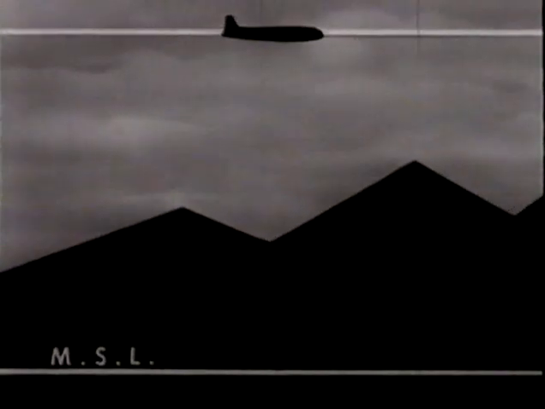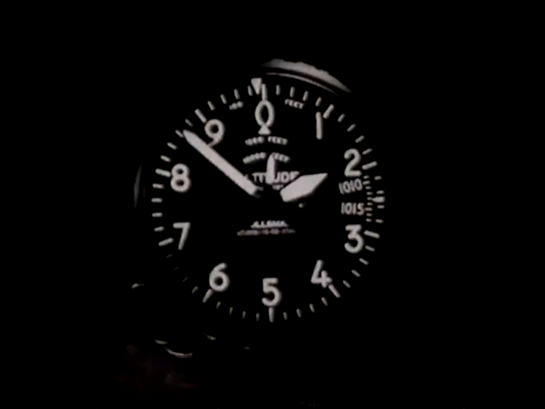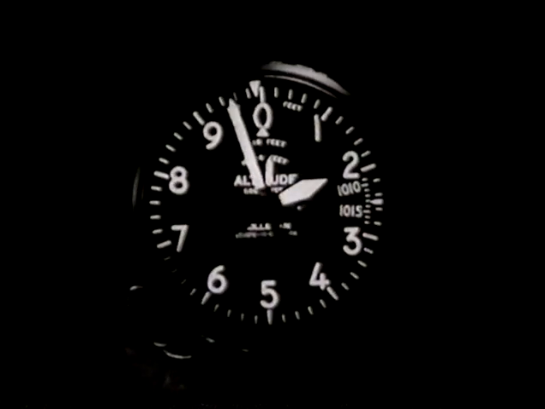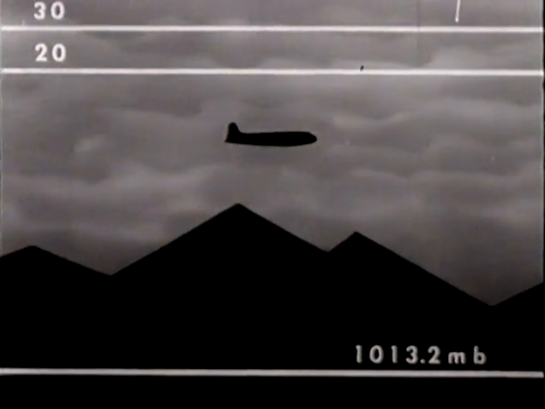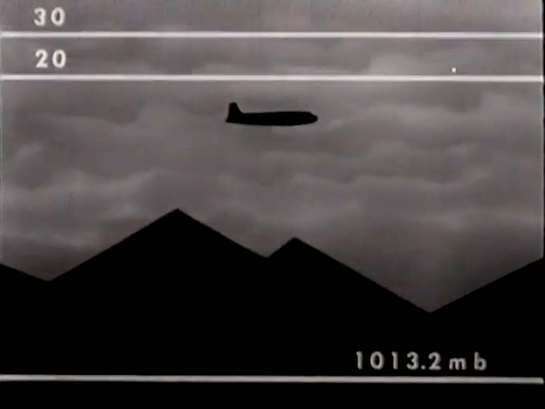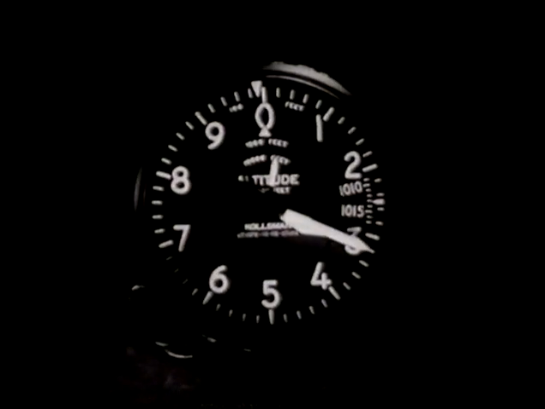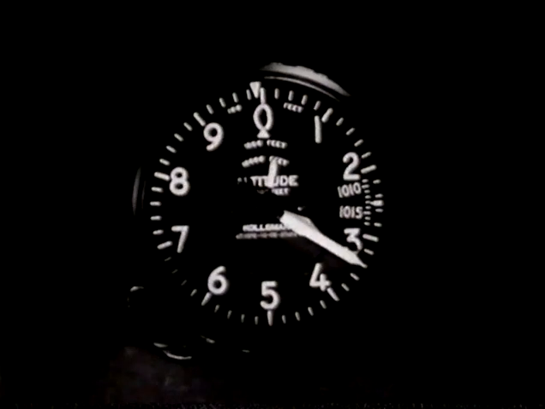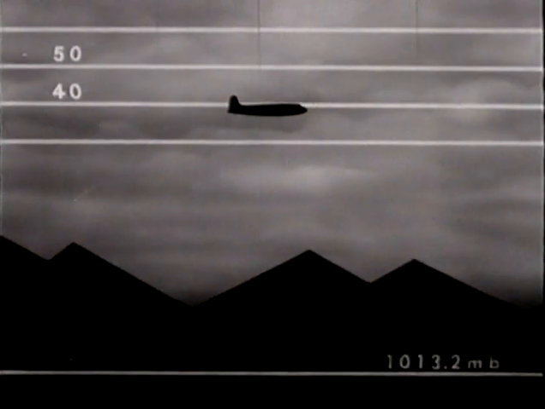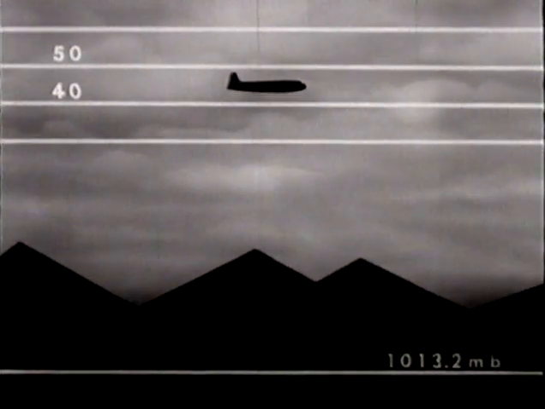Then, on reaching the transition altitude, he refers to his flight level altimeter as well. In this case, the pilot sees that he is approaching flight level 20. All reports to ground stations are now given in terms of flight levels. During this flight, the pilot will fly the aircraft at flight level 50.